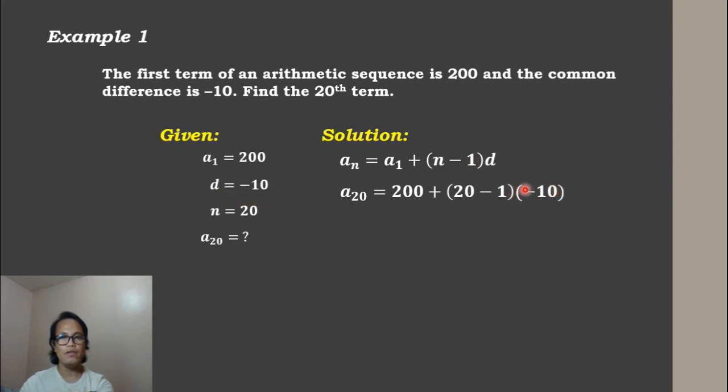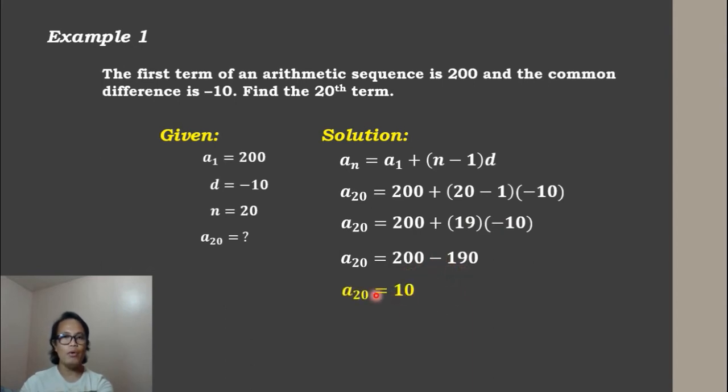I enclose this value for d in a parenthesis to indicate that the operation is multiplication and not subtraction. So in this case, we have substituted this value into the formula. We have to simplify first the terms inside the parenthesis. So we have 20 minus 1, that is 19. We copy 200, we copy negative 10. Then afterwards, we multiply 19 times negative 10. So that gives us negative 190 because positive times negative is negative. Then 200 minus 190 is of course 10. So our 20th term of the given sequence is 10.